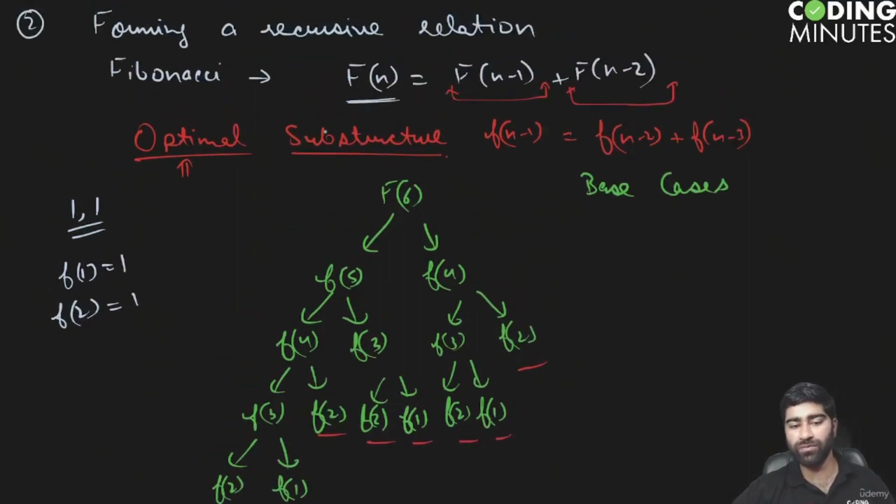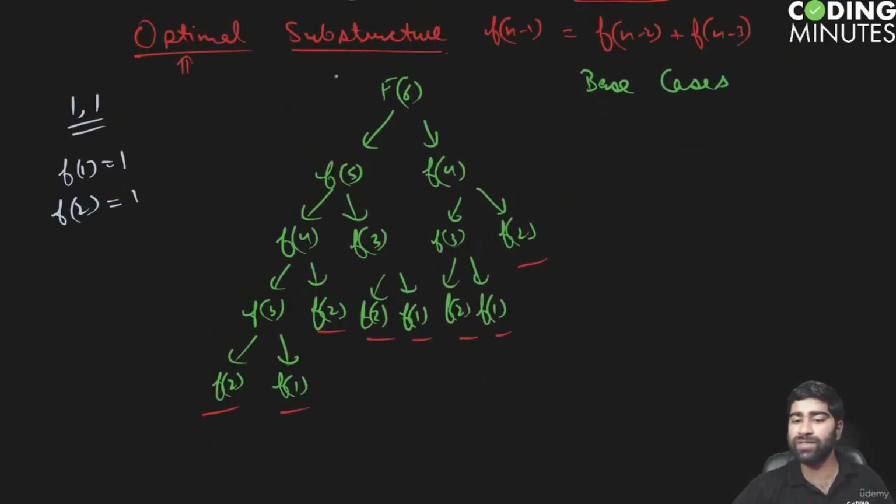Cool, guys. So I hope you understood what optimal substructure is, right? I'm not making a third call here to f of 1 and not using it, right? So it should be optimal. It should not be more, it should not be less. It should contain all the things that I need.